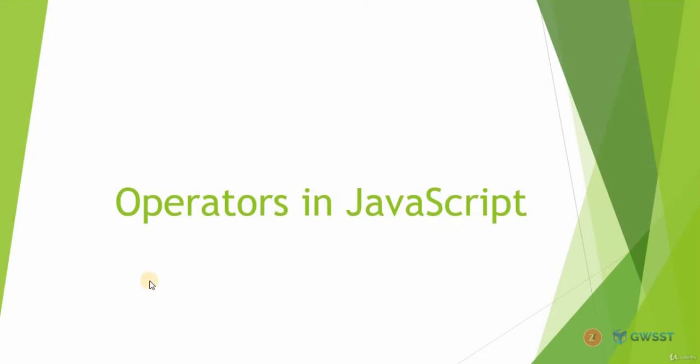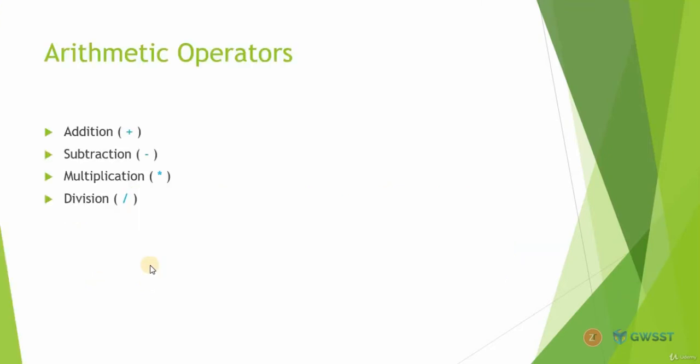Operators are one of the most important parts of JavaScript. If you want to create something, calculate something, or do any kind of operation, operators are required. We basically have arithmetic operators: addition, subtraction, multiplication, and division. For addition, we use the plus sign; for subtraction, the minus sign; for multiplication, the star sign; and for division, the forward slash sign.